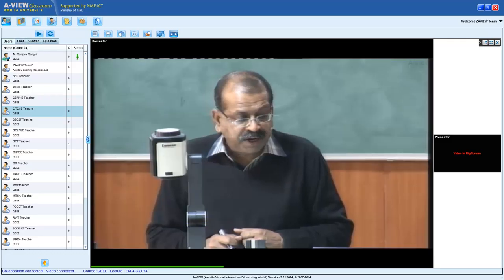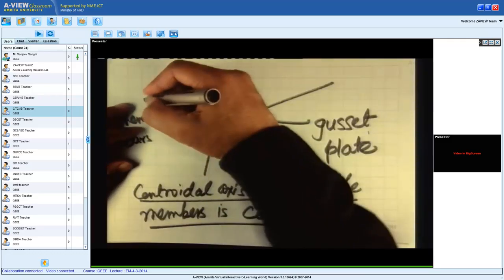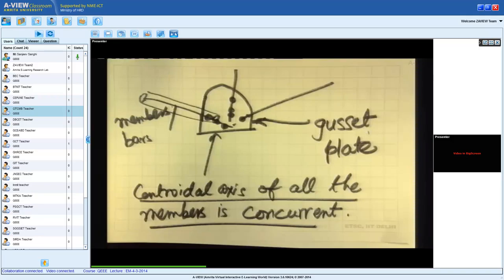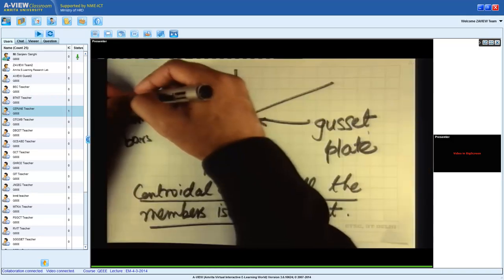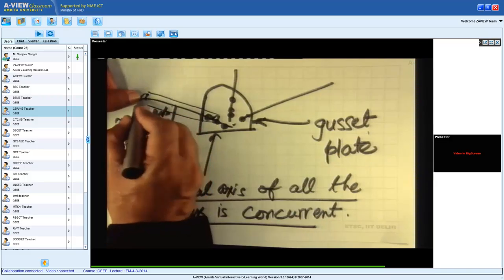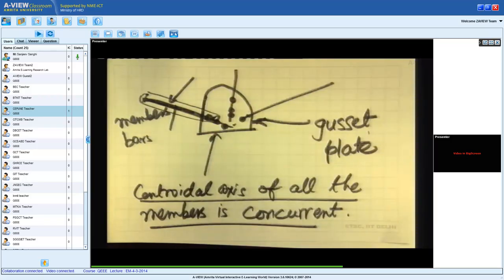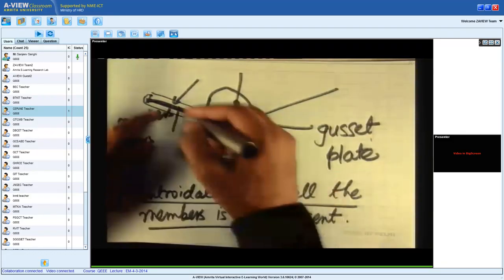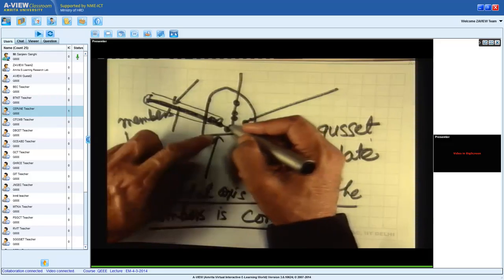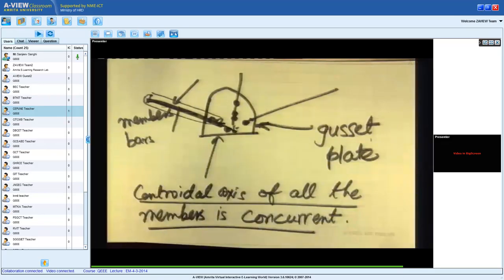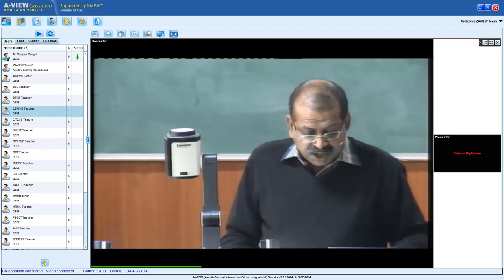What do we mean by centroidal axis? Each of these members is actually some cylindrical structure or some I-shaped member, or square type of member. If I take the centroid of the area of the cross section and join it, then the axis which joins all the centroids of the cross-sectional areas is called the centroidal axis. And the way these members are joined in the truss, if we extend the centroidal axes, then all of these will intersect at one point. So this is how the members of a truss are joined.